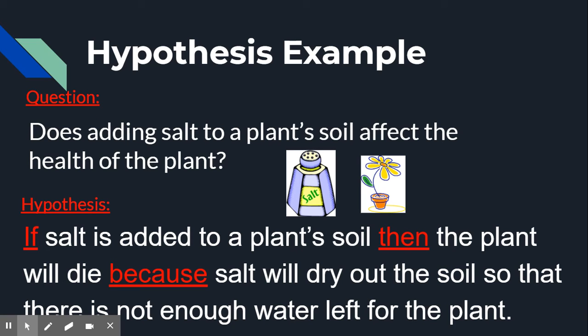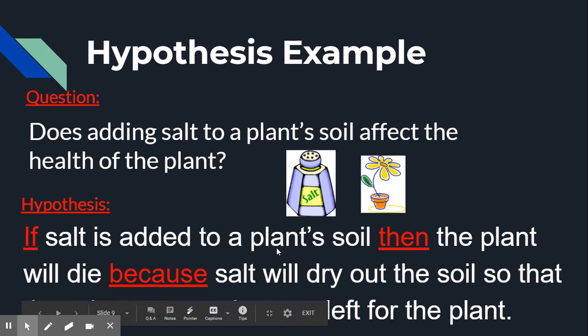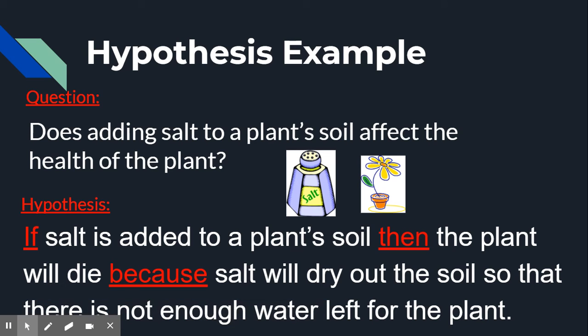All right, welcome back. So let's take a look at our hypothesis here. I wrote, if salt is added to the plant soil, then the plant will die because salt will dry the soil so that there is not enough water left for the plant. So I have my if, I have what's going to be changed. We're going to add salt to the plant soil. I have my then, the plant will die. That's our prediction for what's going to happen.